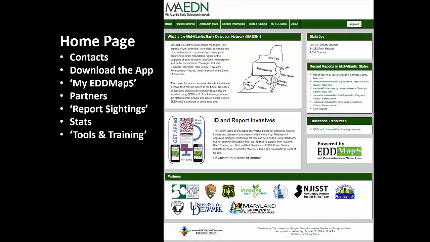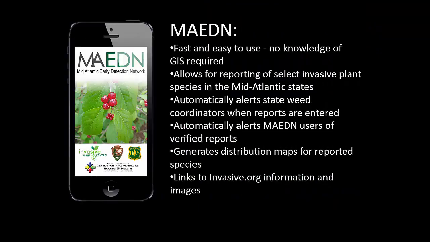This is the home page for MAEDN. If you don't already have the smartphone app, it is easy to download the free app from here. MAEDN is fast and easy to use and requires no knowledge of GIS. It allows for reporting of select invasive plant species in the Mid-Atlantic states. It automatically alerts state weed coordinators when reports are entered, and it also automatically alerts MAEDN users once their reports are verified. It generates distribution maps for reported species, and it links to information and images on invasive.org.